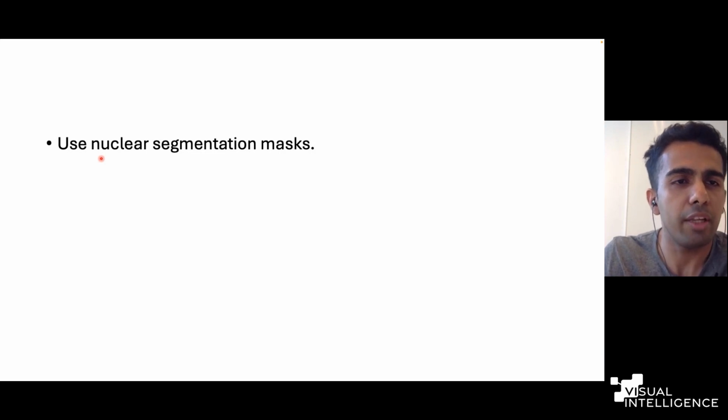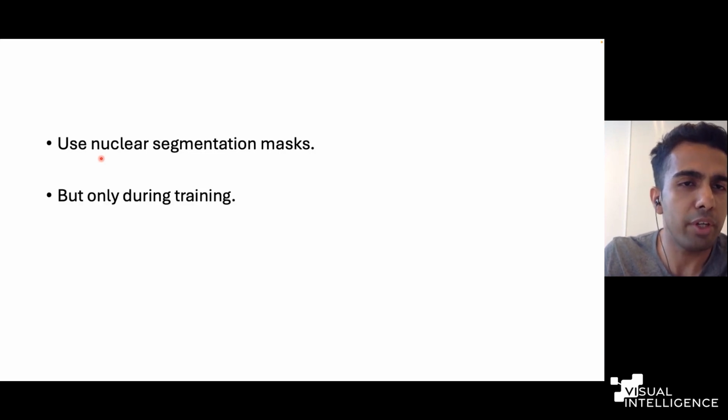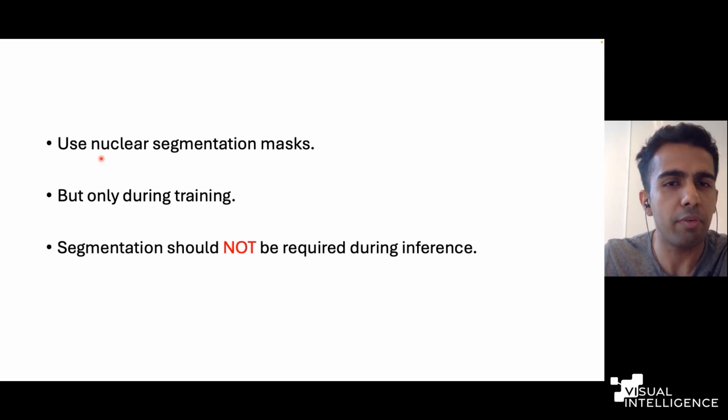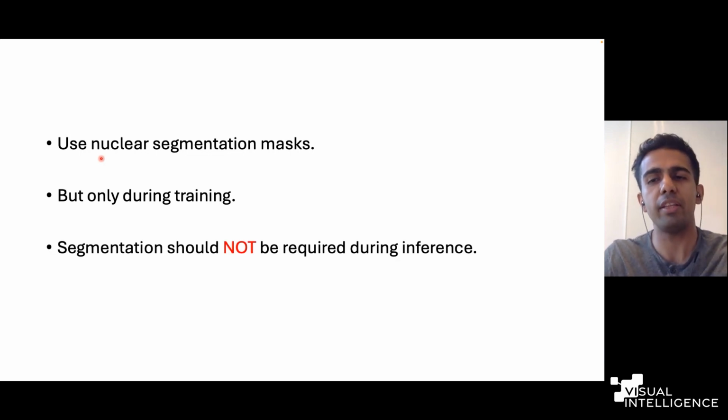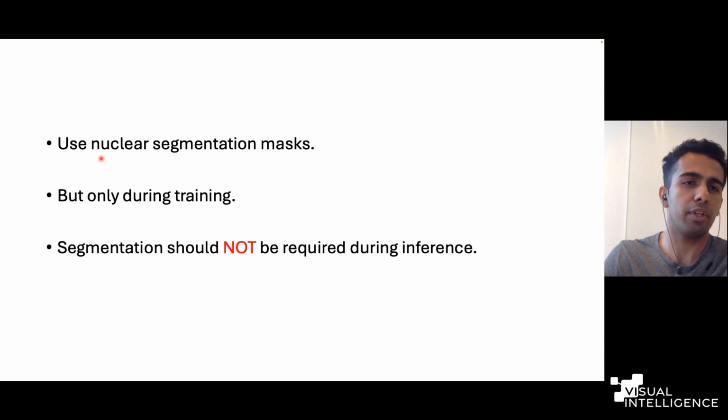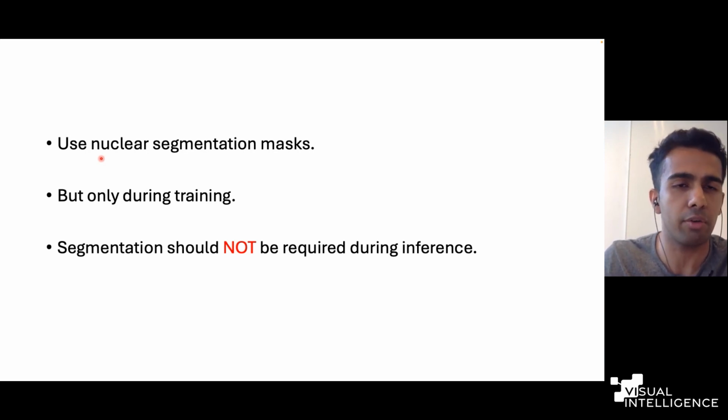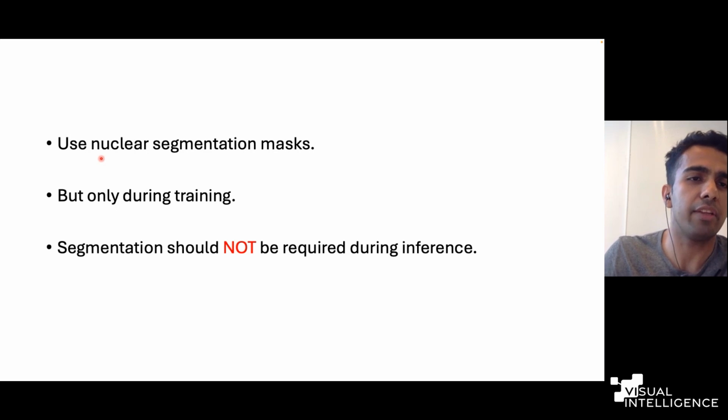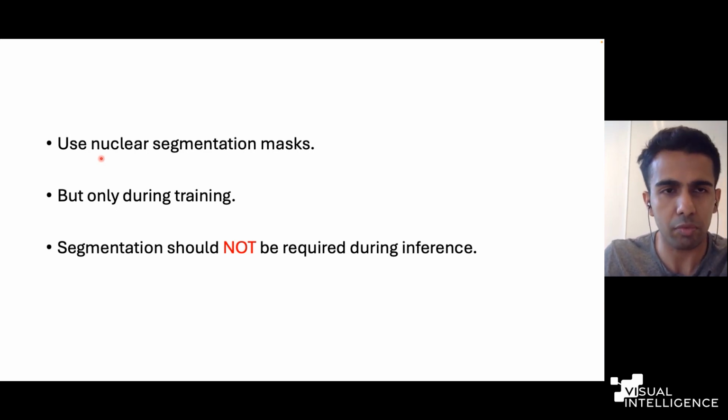What we want to do is use a segmentation mask only during training, which means that segmentation should not be required during inference. The idea is that our method should not require any extra components during inference time. So if you train a ResNet 50, it should be able to work just like a regular ResNet 50. It should take an image as input and output cancer or no cancer. It should not require anything expensive to run during inference time. So no additional components and no nuclear segmentation models or anything.